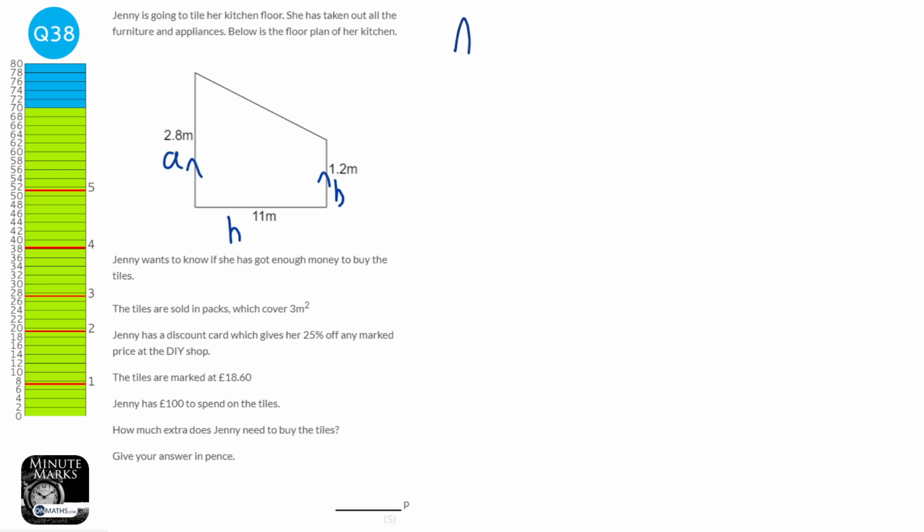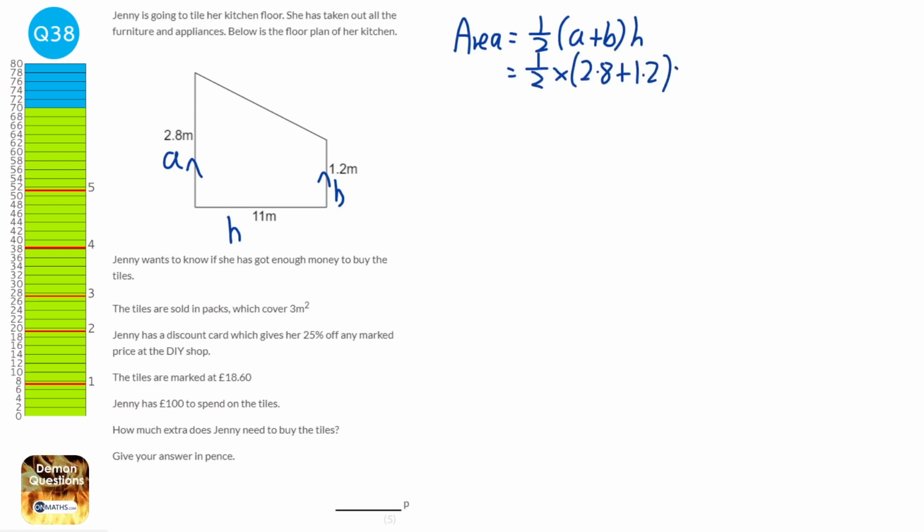So we're going to start off by writing down the formula, so it'd be half a plus b h, so half times 2.8 plus 1.2 times 11. And when we do that, we get 22. So the area of the floor is 22 meters squared.